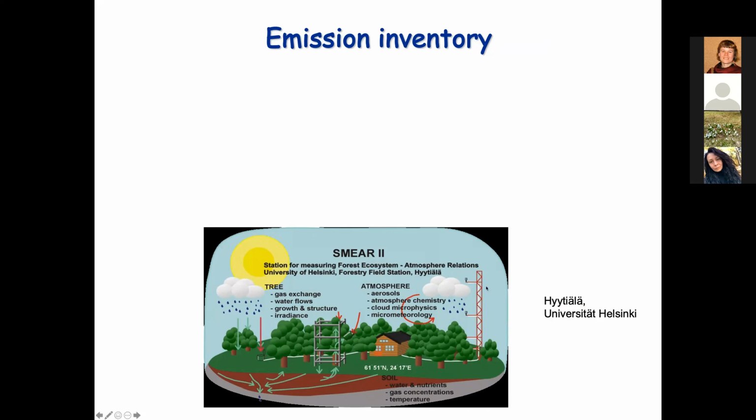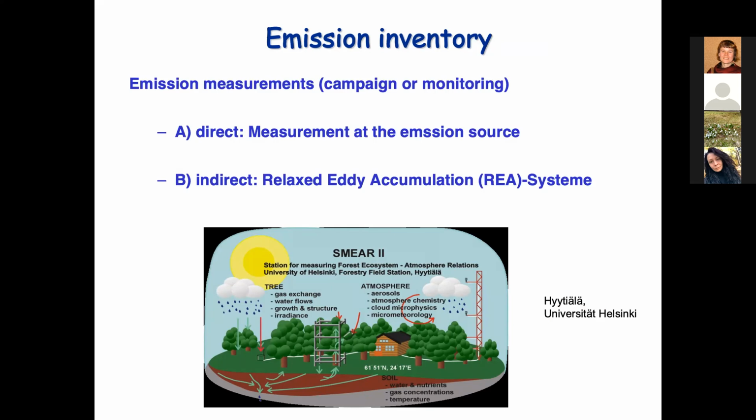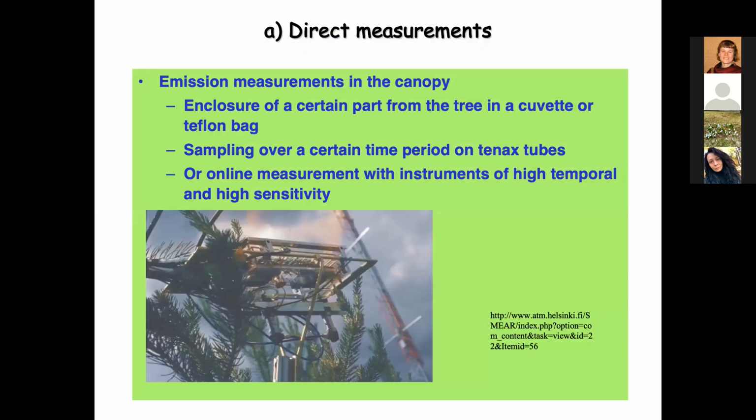And this is the SMEAR station, and I will not talk about this because I think you have extra lectures. But we have emission inventories at the SMEAR station too. So there are two different kinds of measuring the emissions of the VOCs from the forest. One is direct measurement at the emission source, so you really measure at the source, and the other is an indirect measurement, a relaxed eddy accumulation system.